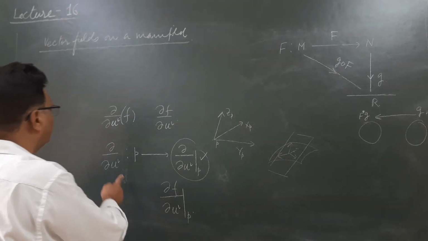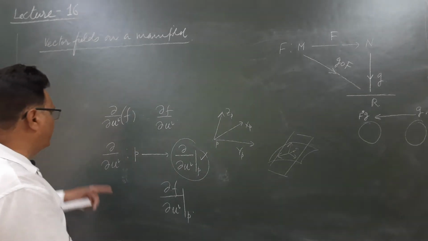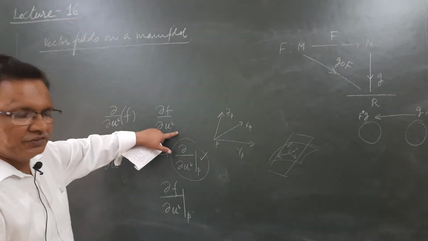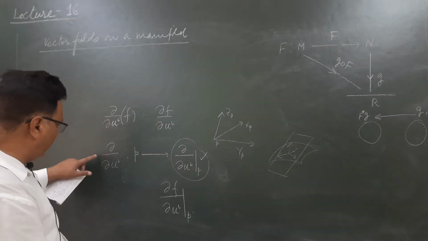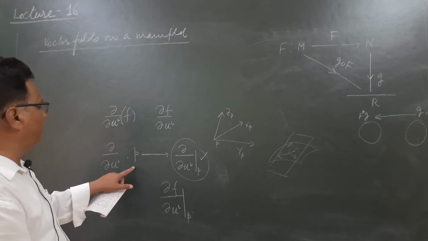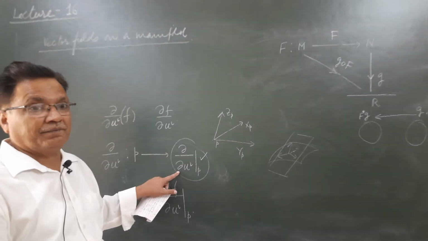So del upon del ui you can see in two ways. You can see it as if it's an operator on functions, which operating on a function gives you some other function. At the same time, you can also look at it as if it's a map which to every point P associates the tangent vector del upon del ui.